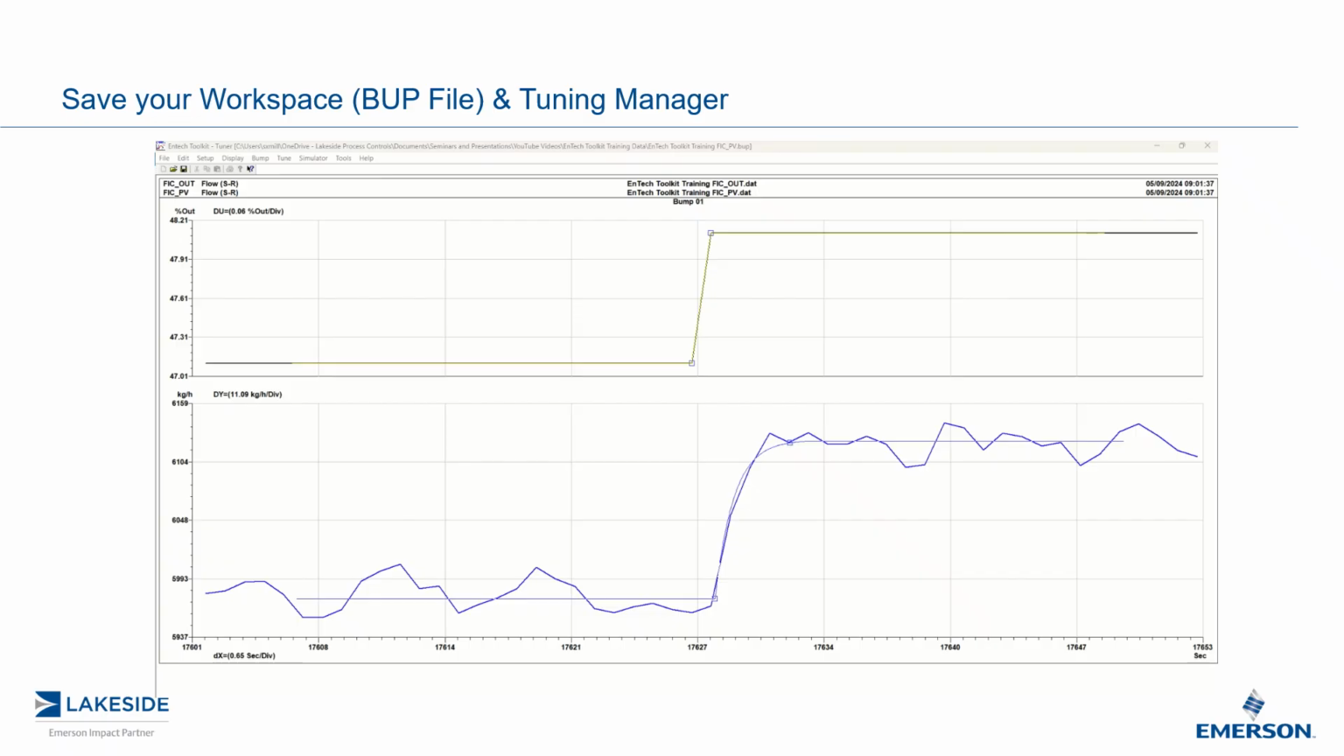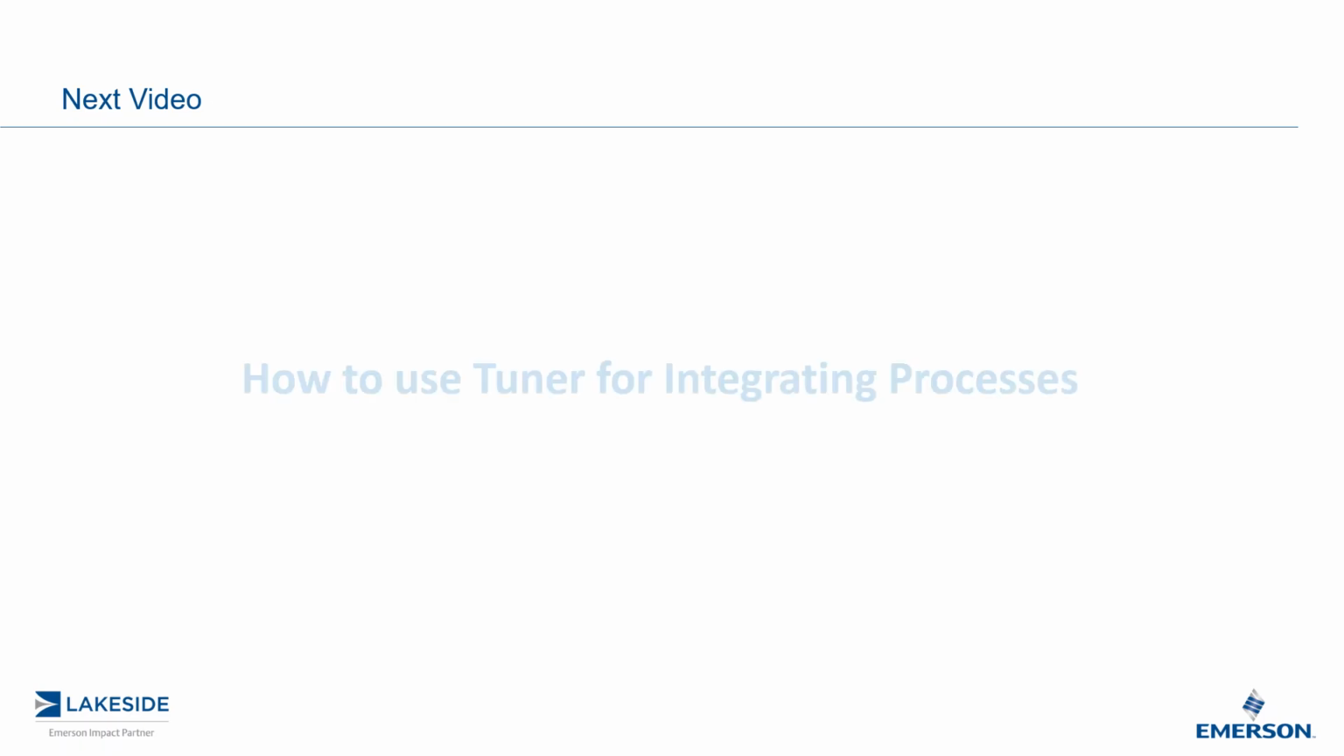So I hope you found that informative. The next video will be how to use Tuner for integrating processes. Note most of your loops are going to be either first order self-regulating processes or integrating processes. There are other processes you can use, obviously, but those are rare occasions. Pretty much 98% of the time, it's going to be either first order or integrating process. Thank you very much.